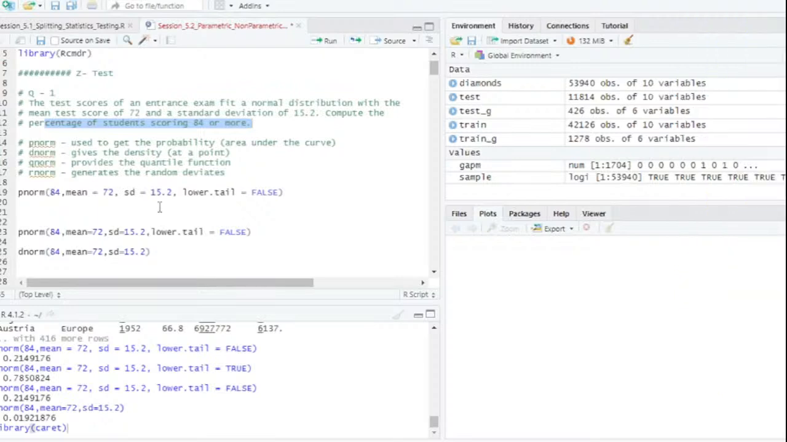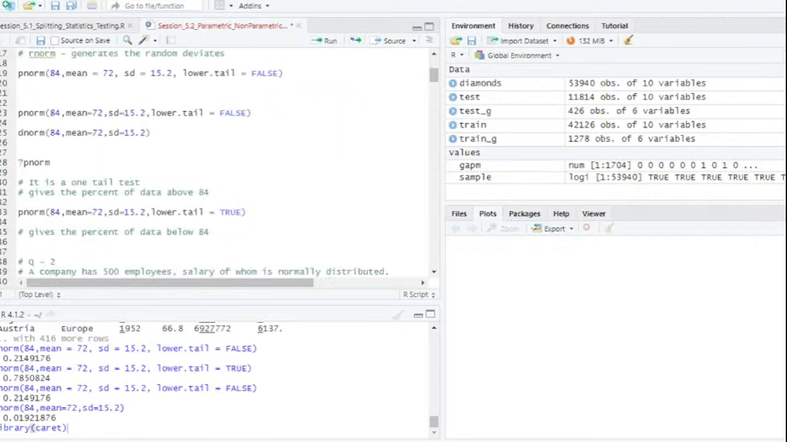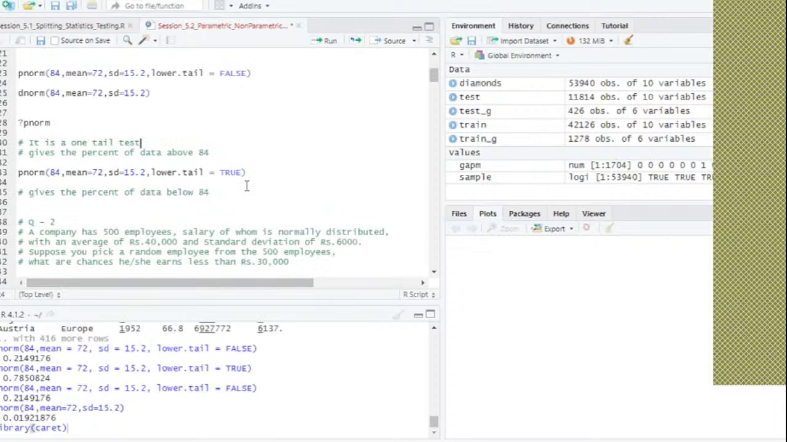Okay, fine. So dnorm, all of you tried dnorm? Right, okay, good. Yeah, you did not write equal to false, I saw that. I was about to say that, right? Anyways, let's continue. Pnorm, it is a one tail test. Of course, you can see it's on the one side. It gives the percentage of the data above 84, right?